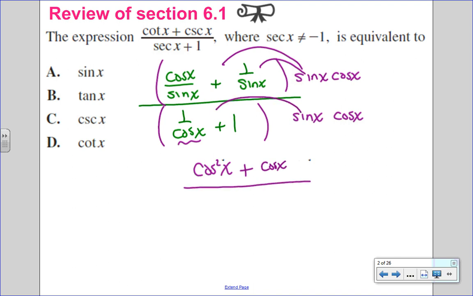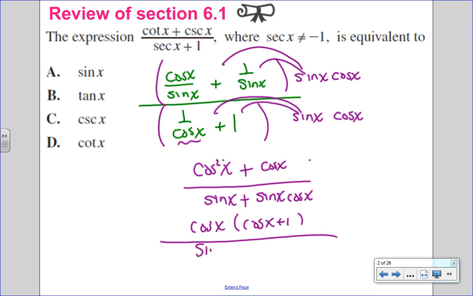In the denominator, distributing this in, the coses cancel and you're left with sine x plus sine x cos x times 1, which is sine x cos x. Now I see in the numerator I have a common factor of cos x, so I'll factor that out. In the denominator I have a common factor of sine, and I'll factor that out. Oh, and I see something nice here. Cos x plus 1 is the same as 1 plus cos x, so those cancel, and I'm left with cos over sine, and cos over sine is just cotan.